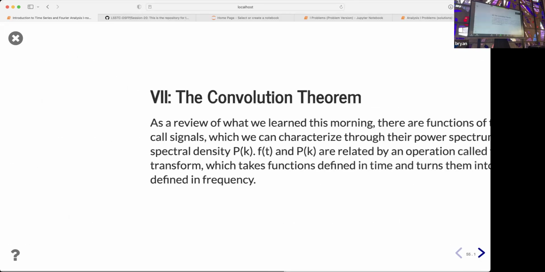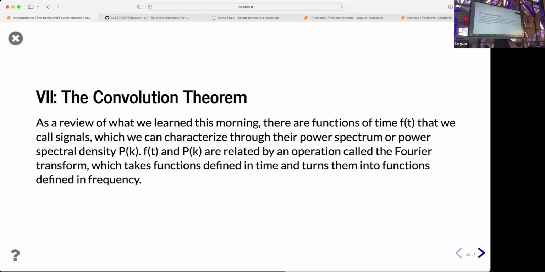I'm going to start with presenting the convolution theorem. As we talked about this morning, there are functions of time, f of t, that we can call signals, and we can characterize them through the power spectrum, the power spectral density, p of k. These are roughly related. It's not quite that f of t and p of k are related by the Fourier transform. It's the correlation function, not the function itself, but basically these are equivalent ways that astronomers use to describe signals.